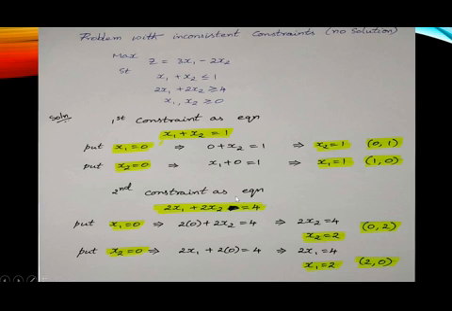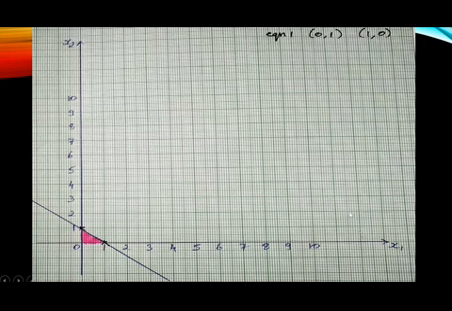Now consider the second constraint, 2x1 plus 2x2 equals 4. When I put x1 equal to 0, I get 2x2 equals 4, which makes x2 equal to 2. When I put x2 equal to 0, it makes 2x1 equal to 4, which makes x1 equal to 2. So the points that I get are 0, 2 and 2, 0. When I try to plot it, how does it look?